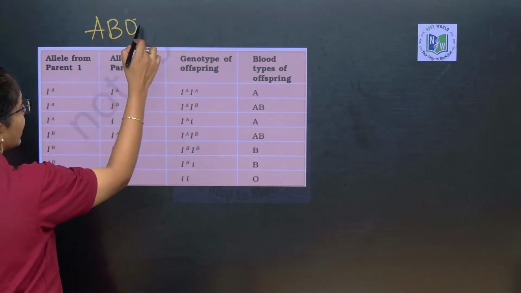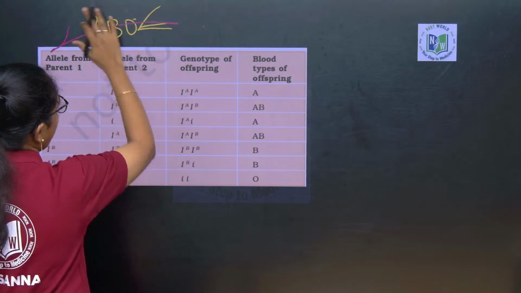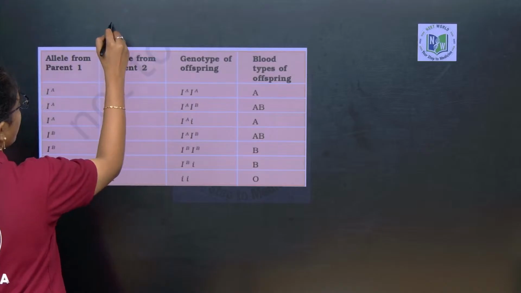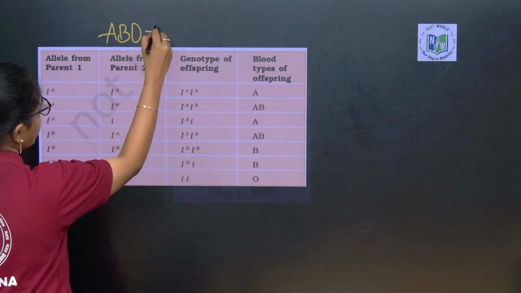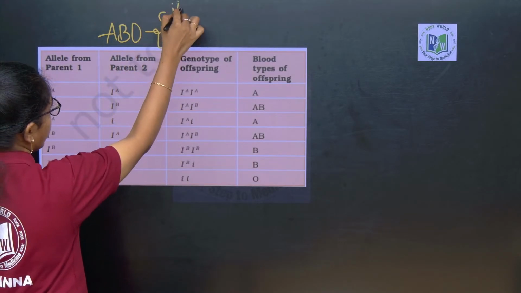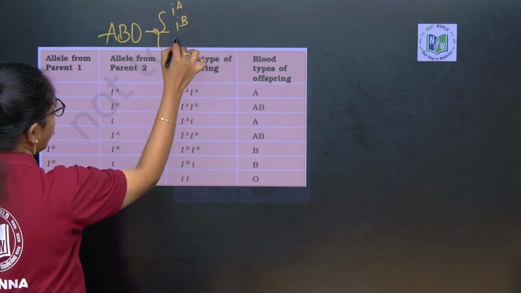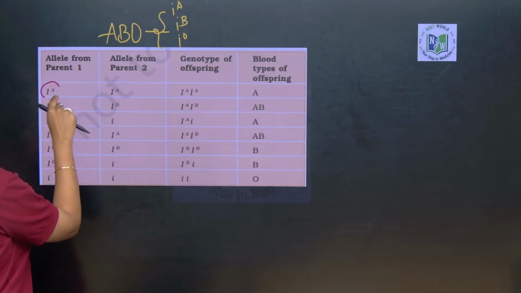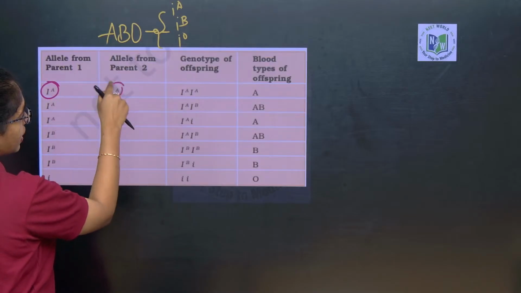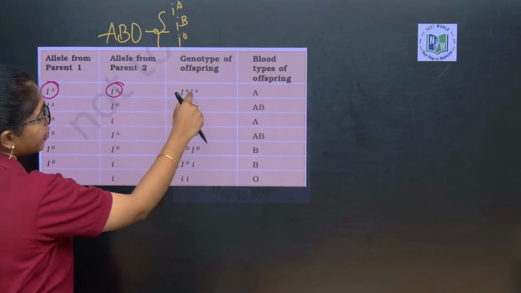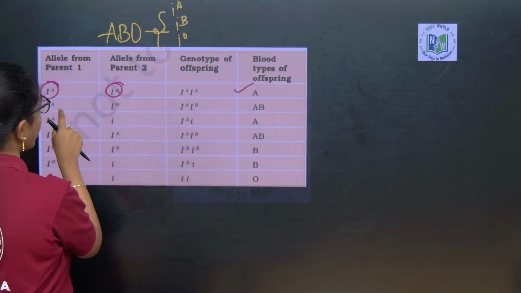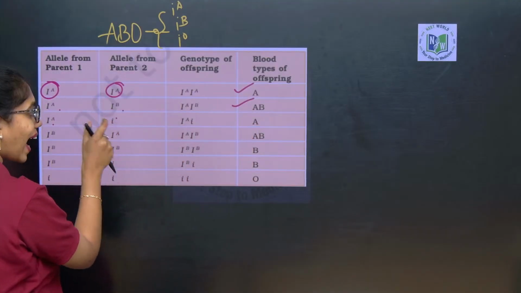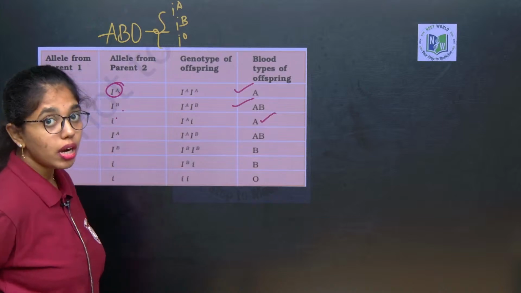In ABO blood grouping, here we have 3 alleles. How many alleles, beta? 3 alleles, that is IA, IB and IO. So, IA, when it is crossed with parent IA allele, then you will get A blood group. IA with IB is AB blood group. IA and IO also give rise to A blood group.